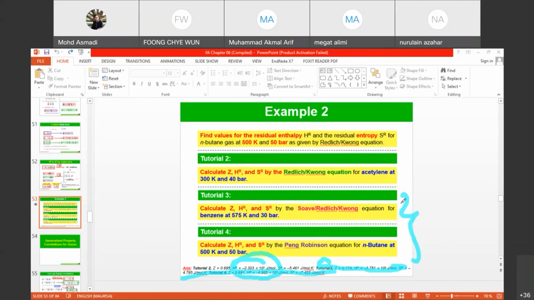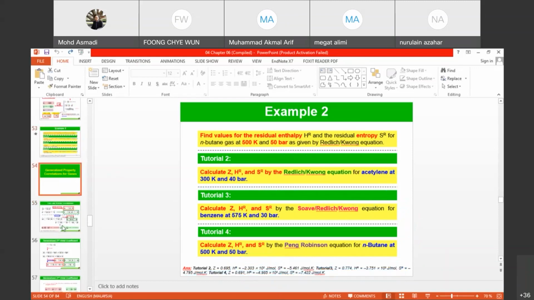I will just give you the derivation equations, maybe in the WhatsApp group or during the class. But the procedure is similar, using Soave-Redlich-Kwong. Please solve it. I want to know the answer next week. And then next week we will move to the generalized correlations.